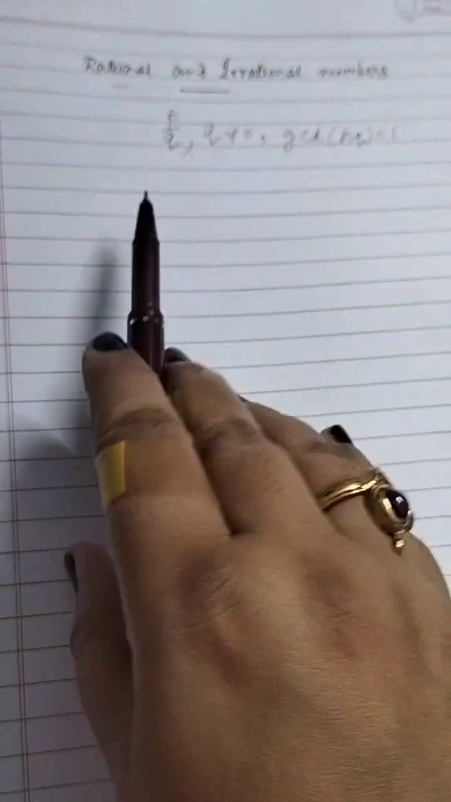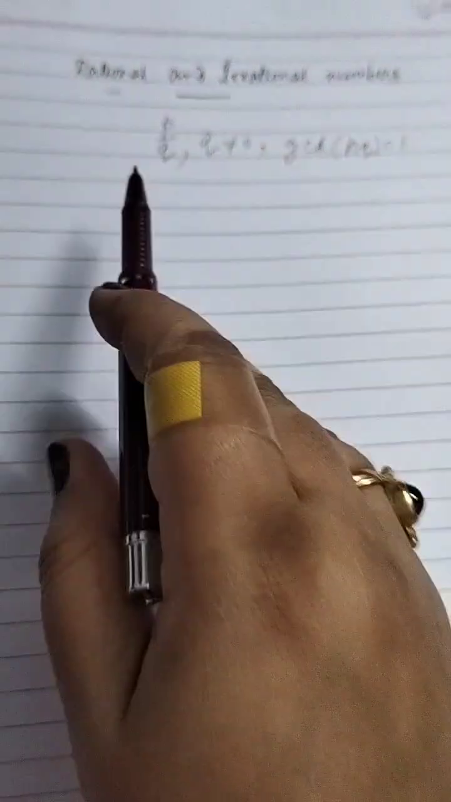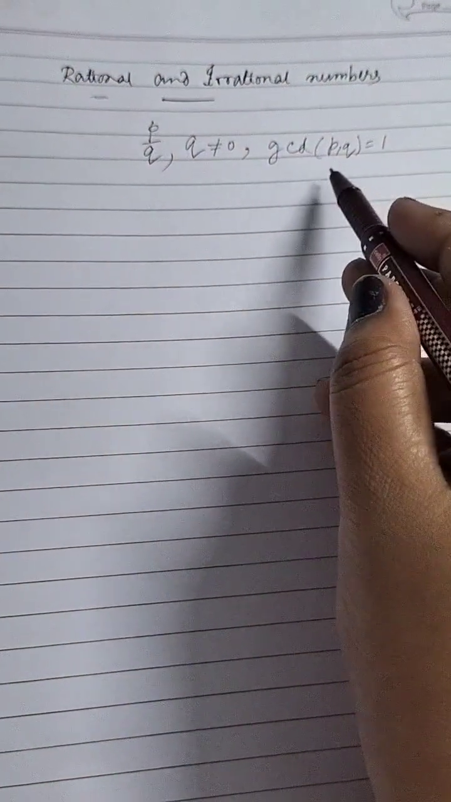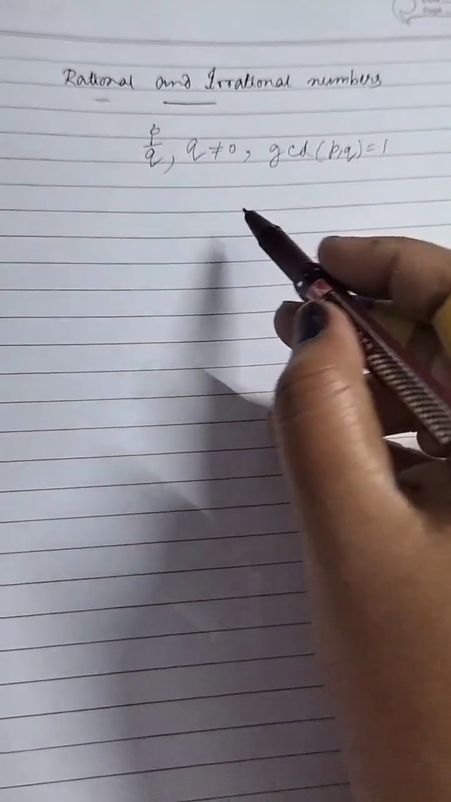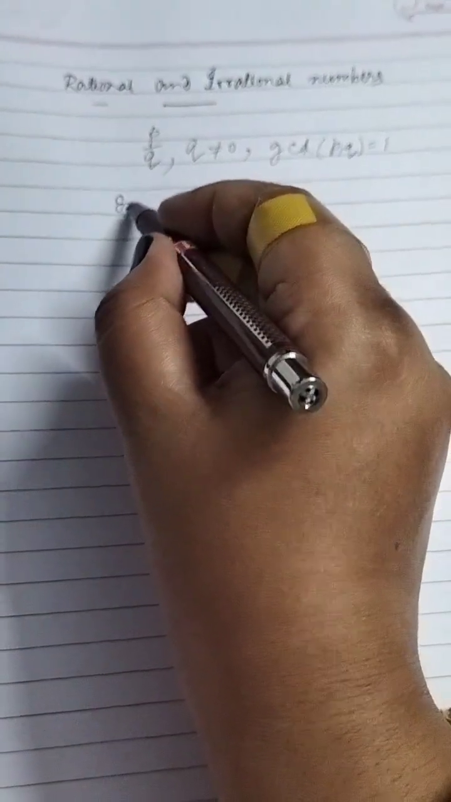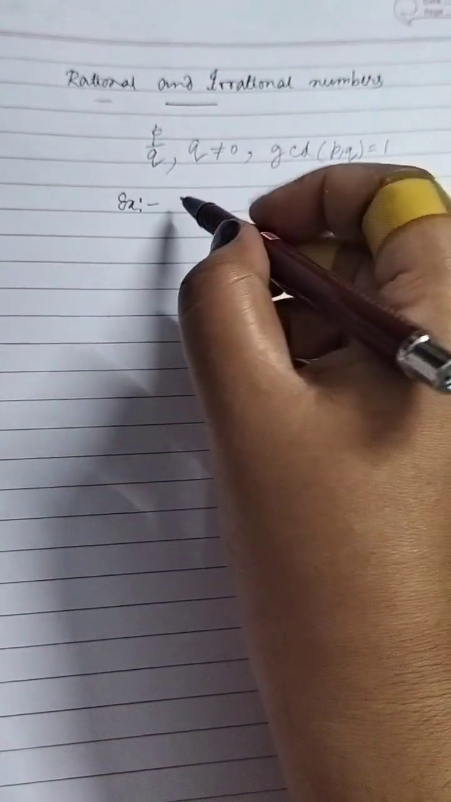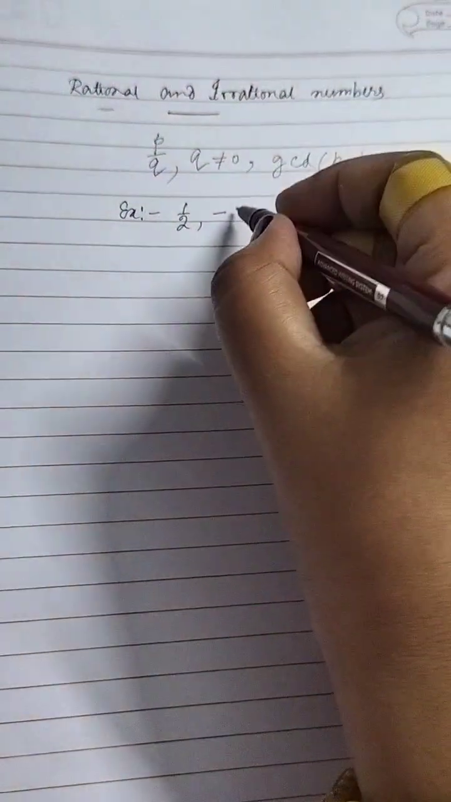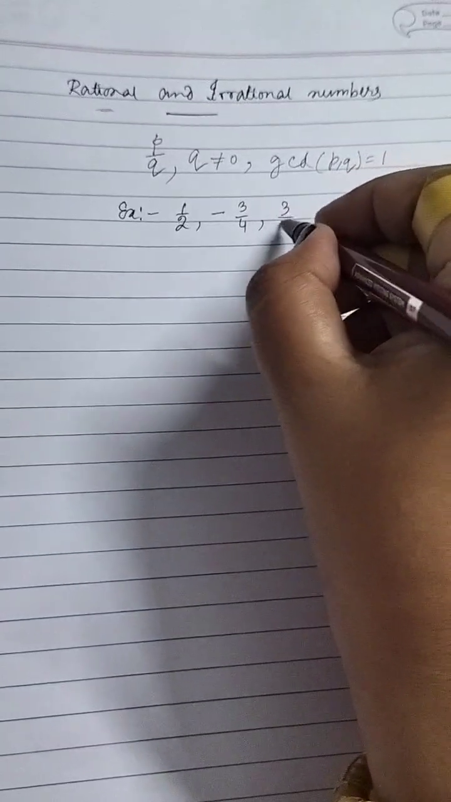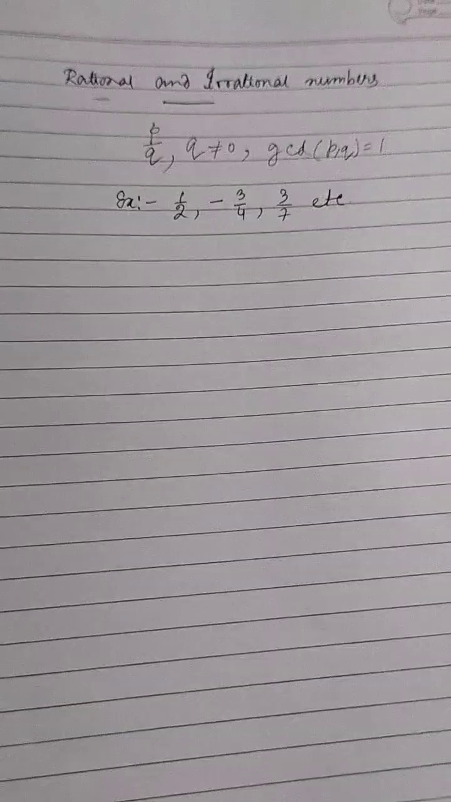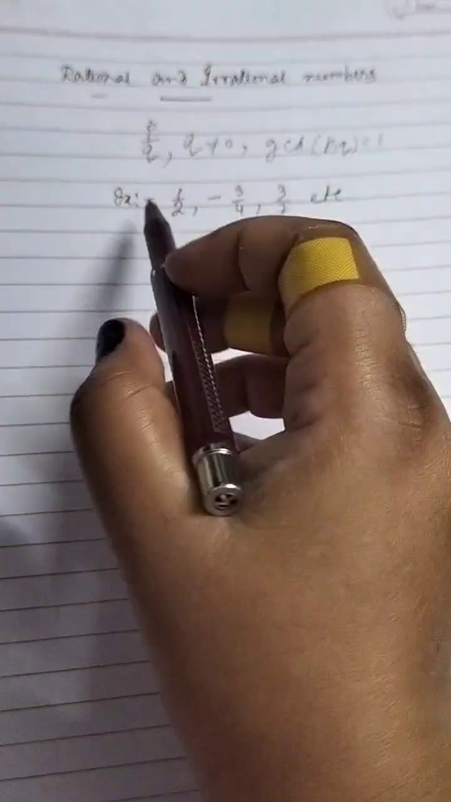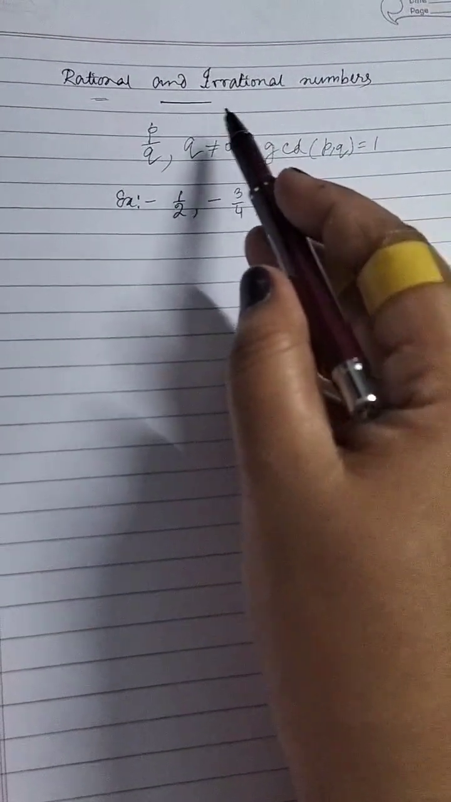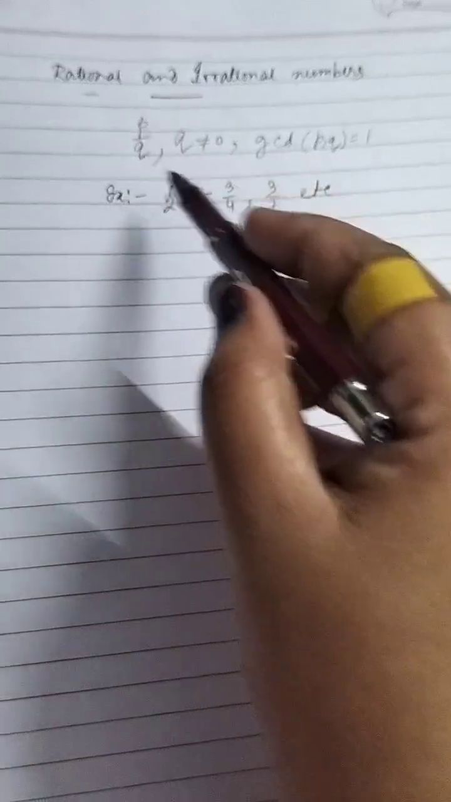So rational numbers are those numbers which can be represented in the form P by Q, where Q is not equal to 0, GCD of P and Q, meaning greatest common divisor, equals 1, and P and Q both are integers. We get innumerable rational numbers like 1 by 2, minus 3 by 4, 3 by 7, etc. There are innumerable numbers which satisfy the conditions of being a rational number.